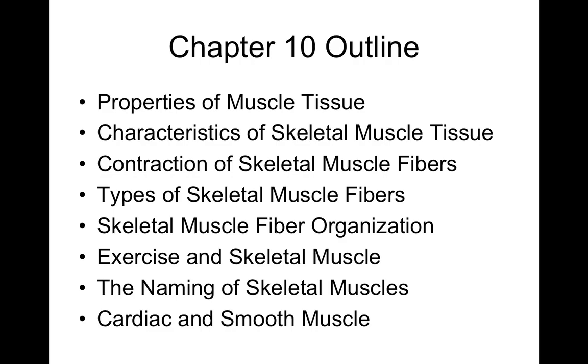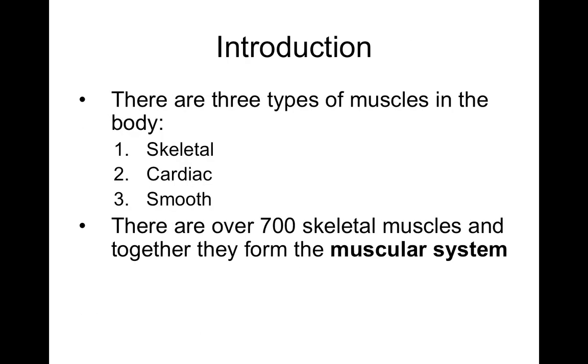However, cardiac muscle is only found in the heart. Smooth muscle is found in hollow organs. That's more like AMP2 material. Okay, so most of the skeletal tissue chapter here is all about skeletal muscle. We'll get to a little bit on smooth and cardiac muscle.